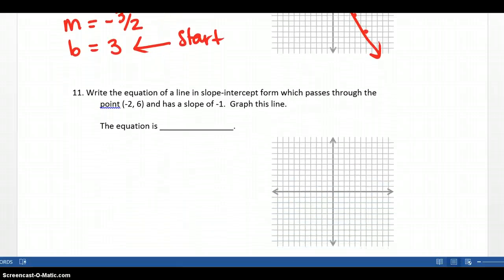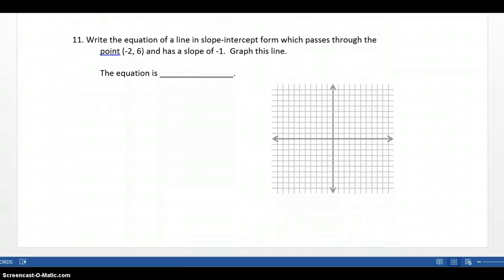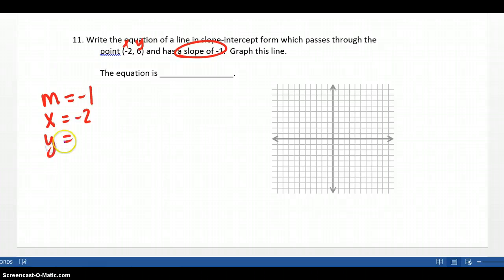Number 11 says, write the equation of the line in slope-intercept form, which passes through the point negative 2, 6, and has a slope of negative 1. So we are already given our slope. It is negative 1. Now we need to find our y-intercept. We're going to start by labeling our x and y. X equals negative 2, y equals 6. And we need to solve for our b.